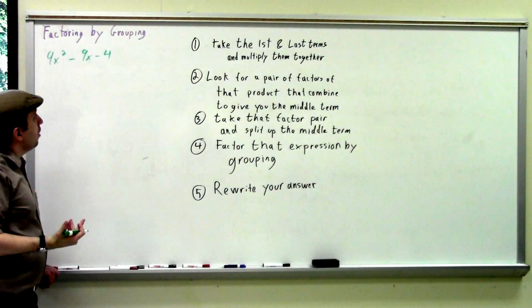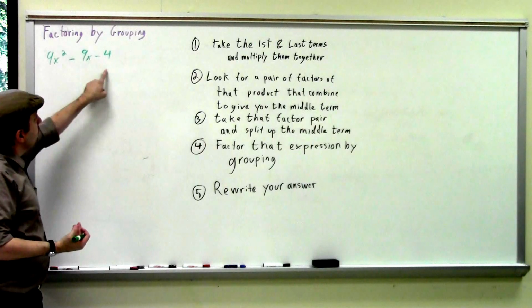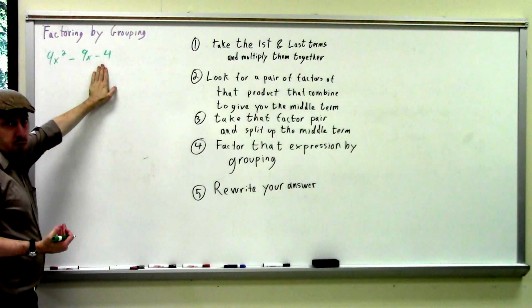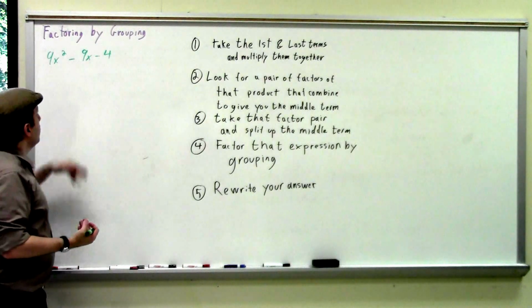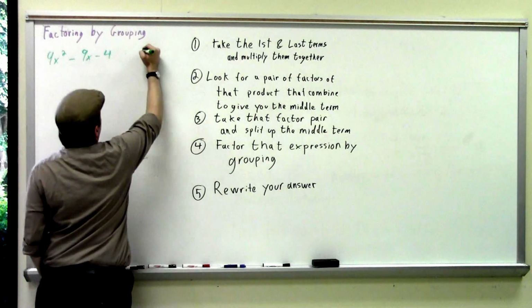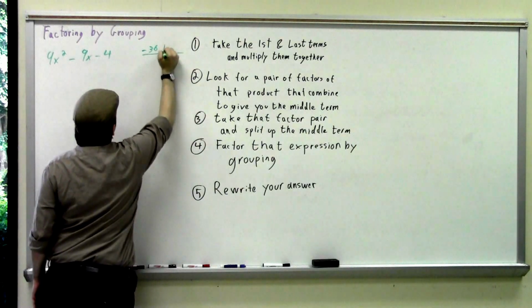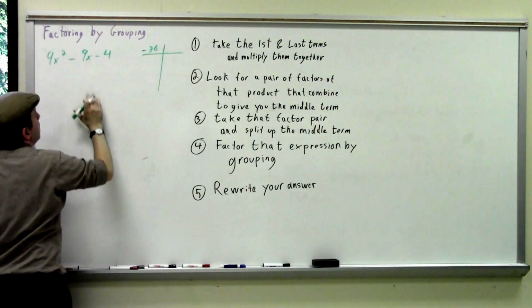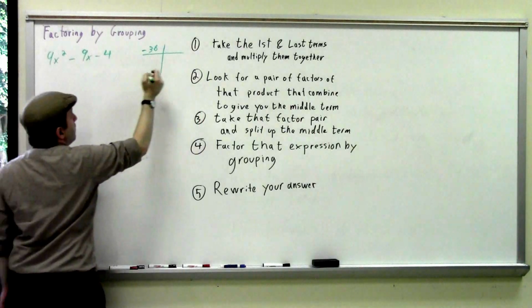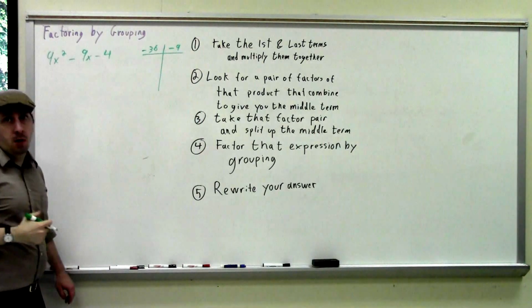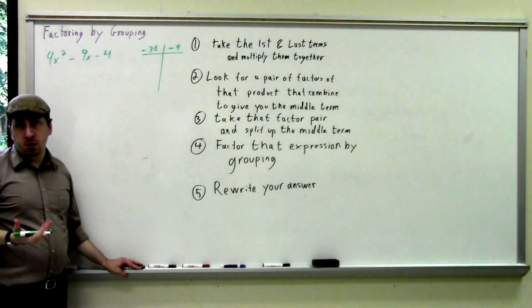So we're going to start off by multiplying our first and last terms together. And I want you to note here that's a -4. So when I do 9 times -4, I'm going to get -36. I'm looking for a difference of -9. That's our middle term.